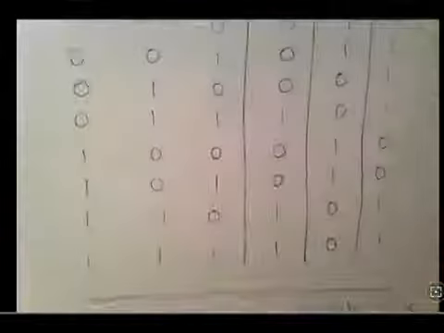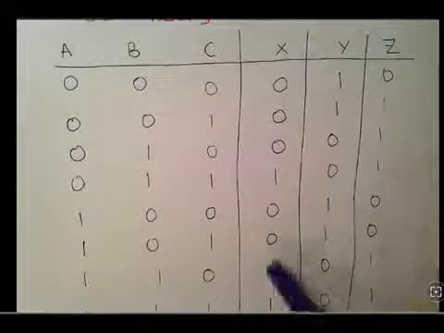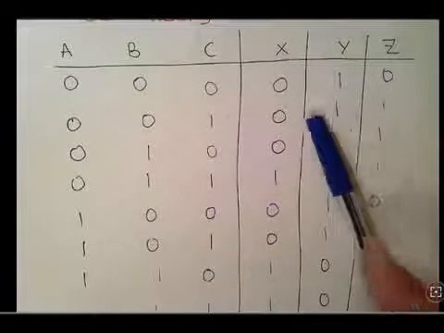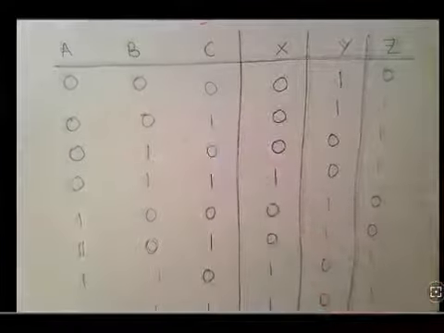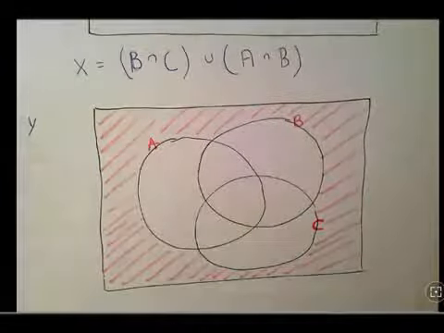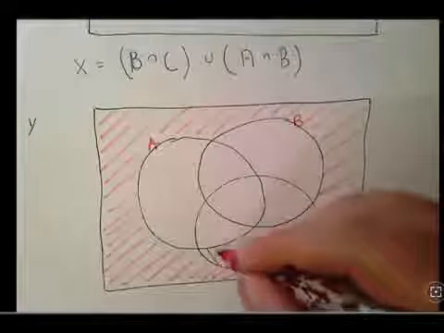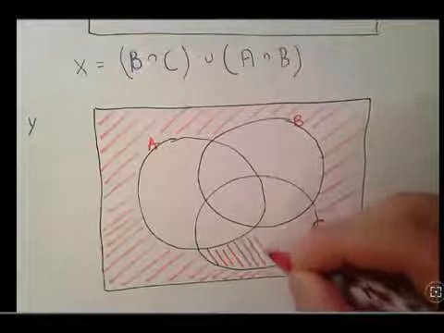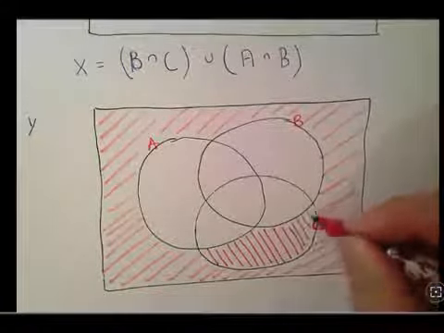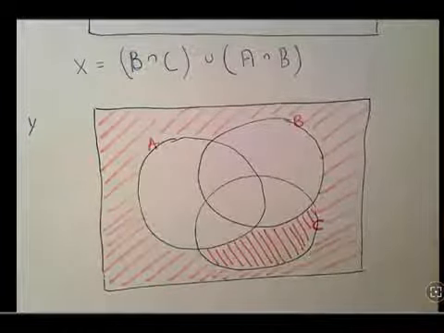Okay, so let's go back here. So the next one is this one here. So this is the second entry, and it's the C only region. So we're going to fill that in. The C only region is the 011 region. It's this one here. So it's in C, but not outside of A, outside of B.